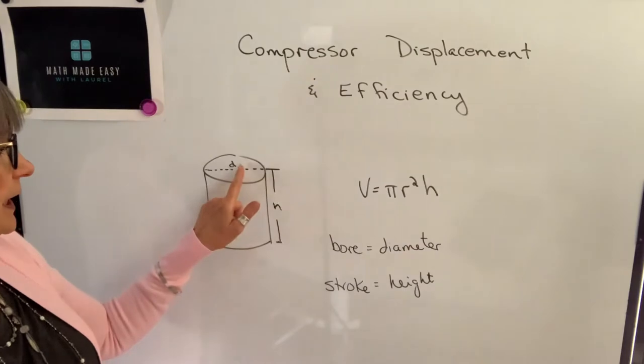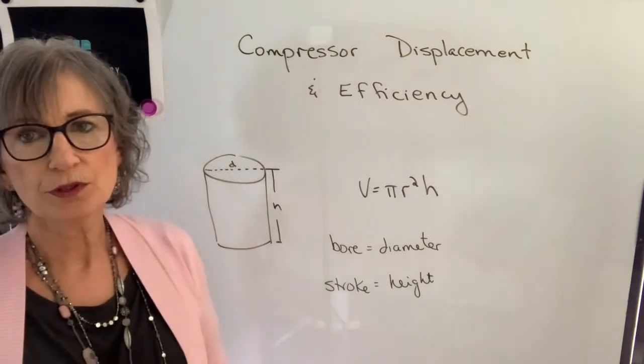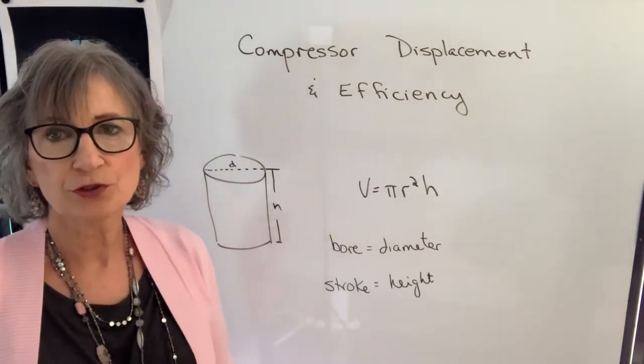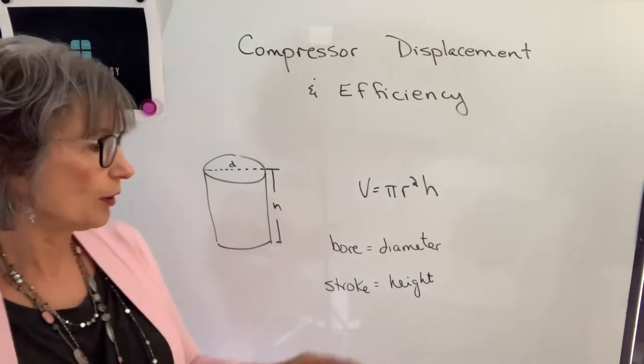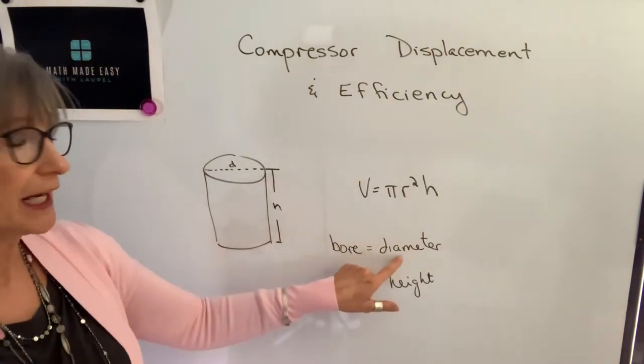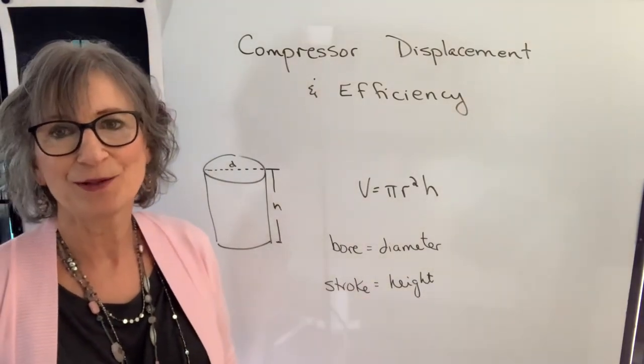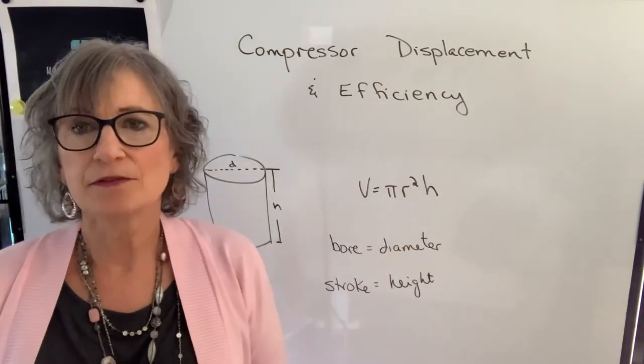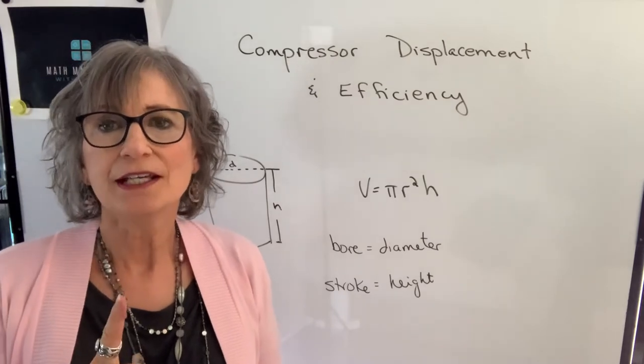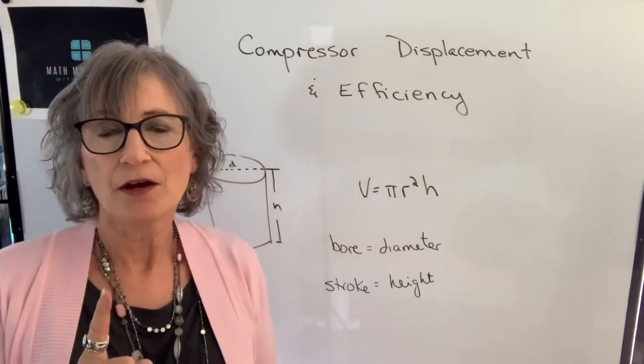Radius is half of the diameter, but when you're talking about compressors, you're going to see different terminology than diameter and height. You're probably going to see bore used instead of diameter and stroke used instead of the word height, but they mean the same thing. This volume gives the volume of one cylinder in one revolution of that compressor.